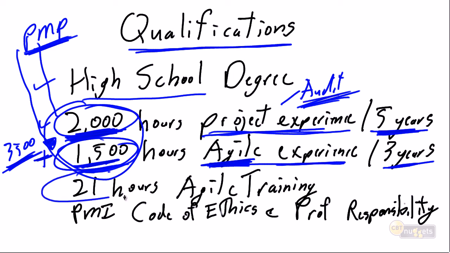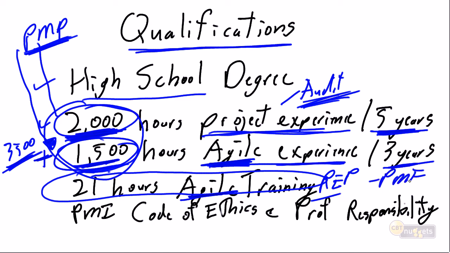In addition to that, you need to supply evidence to PMI that you have got 21 hours of direct Agile training. And the good news is CBT Nuggets is a registered education provider, an REP, with PMI. So therefore, if you complete this entire Nugget series for your ACP preparation, you will in fact automatically have your 21 hours of Agile training, and therefore you can submit evidence of completing this Nugget series, CBT Nuggets being REP certified, so you will automatically get credit for your 21 hours.